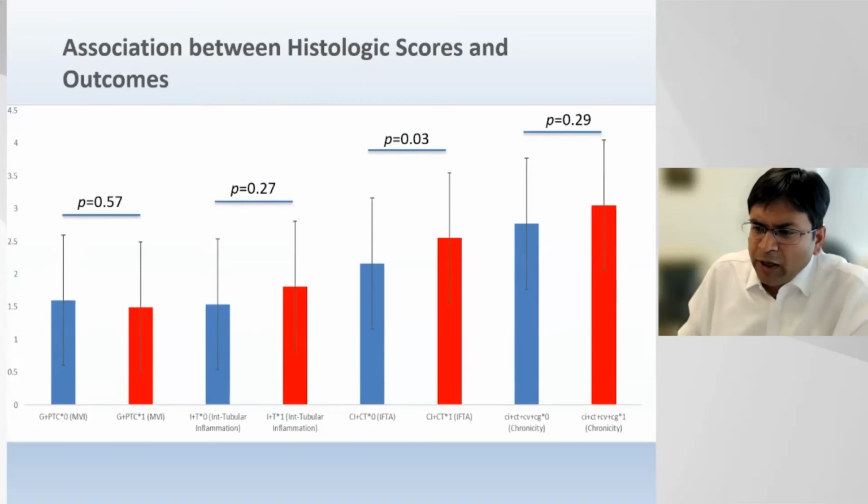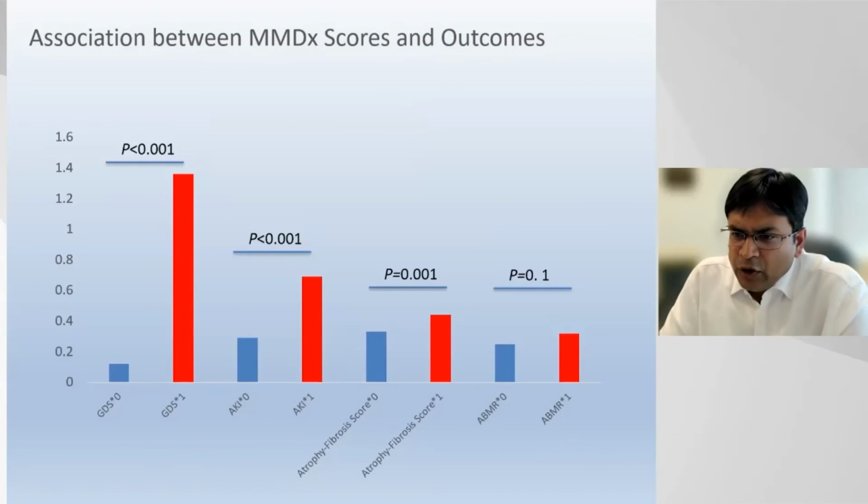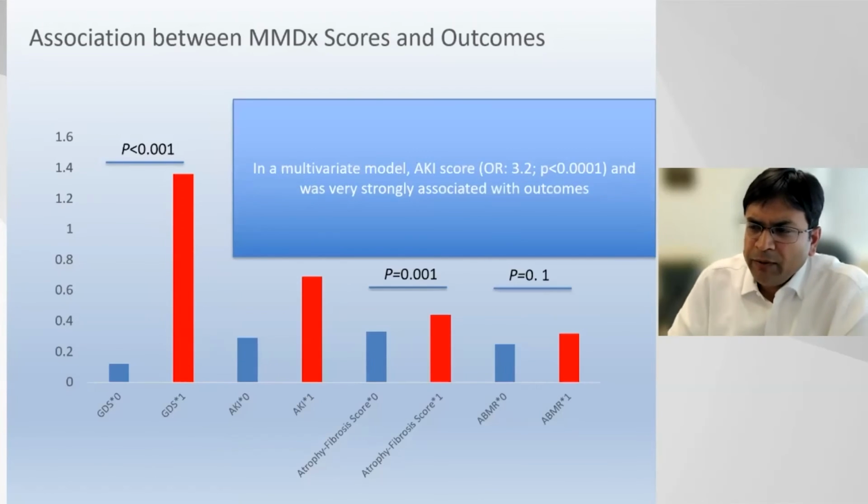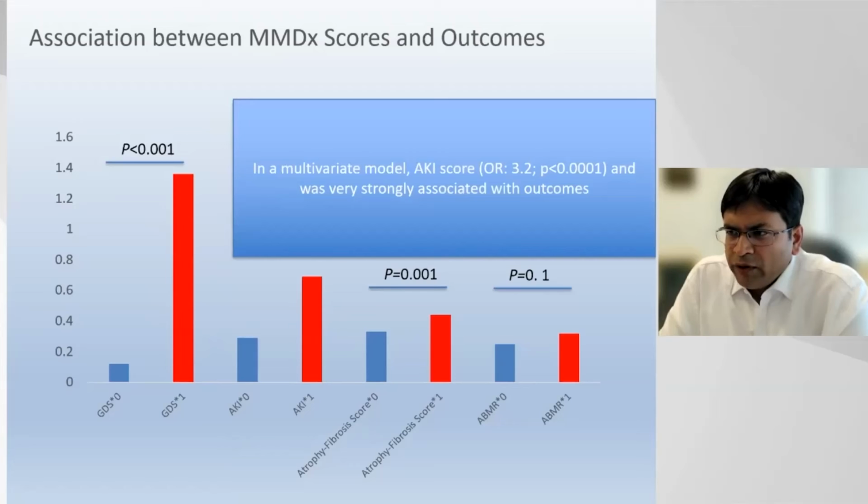But when you look at the molecular analyses, you can see there's a pretty profound difference between these two groups with regards to global disturbance or inflammation, acute kidney injury, and atrophy fibrosis. When we looked at the multivariate model to look at these predictors, AKI score was the strongest predictor of outcomes in the study.